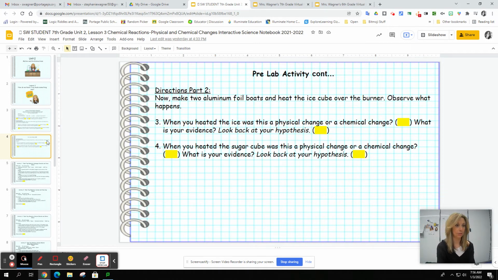So now what I'm gonna do is I'm gonna take our ice, and I'm gonna place it into, actually I have another ice cube here. And I'm gonna place it into the aluminum boat. And I have a candle, and I am going to light the candle, and I'm going to hold the ice cube over the candle and see if we have any changes there, okay? And then we'll do the same thing with the marshmallow, okay?